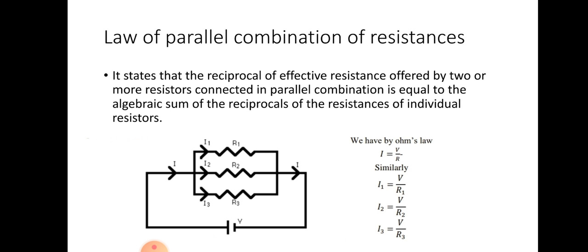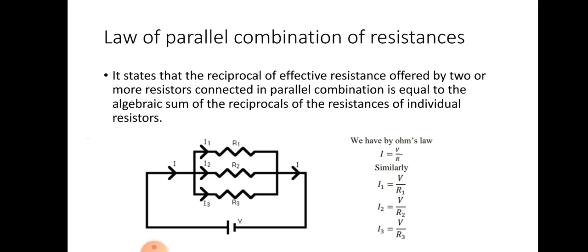Now here different loops are formed, right? Now as there are different loops, the current will also get divided across all these loops. So in parallel combination, the potential difference is the same through all the resistors, whereas the current will get distributed across each resistor. ये आपको ध्यान में रखना है in parallel combination.